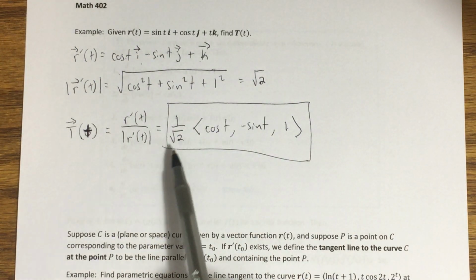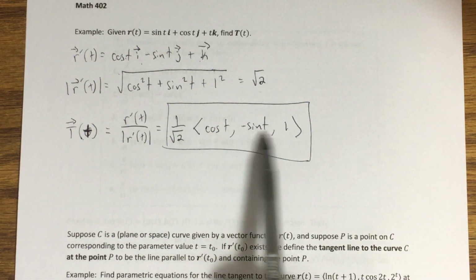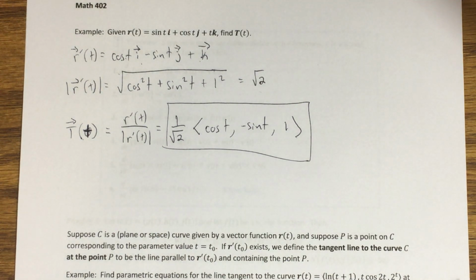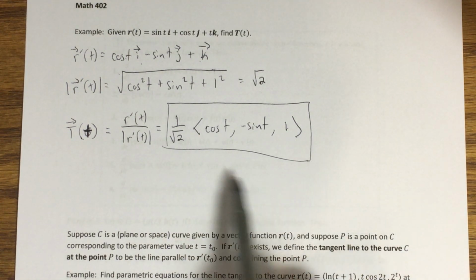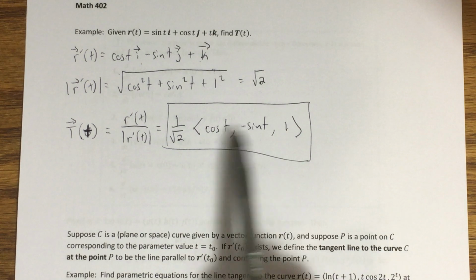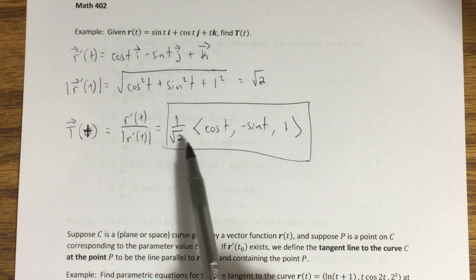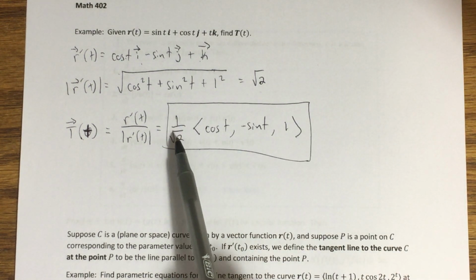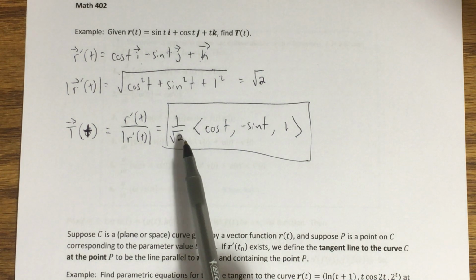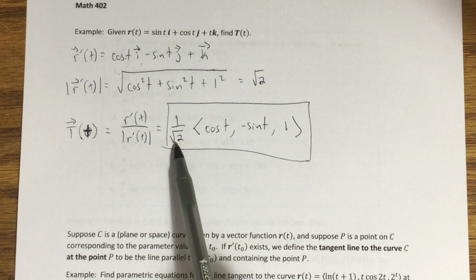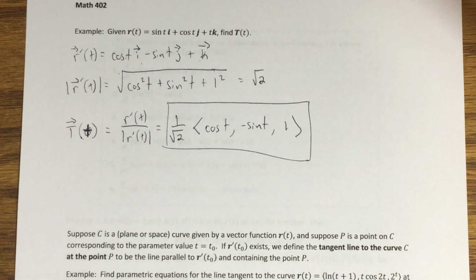Second thing I want to point out, I didn't distribute this 1 over root 2 in here. I could have done that. It wouldn't have been a big deal if I did that. But then I'd be writing a denominator of root 2 in all 3 components. It's just a tad less to write if I leave it factored out here. So don't look at an answer like this and think, well, it's unfinished, because it's technically not. It's okay to leave an answer in this form. Okay? All right.